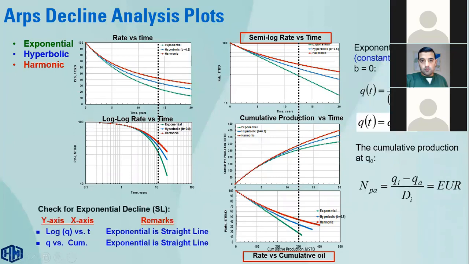Exponential is also known as CPD, or constant percentage decline, because we have a constant decline rate, because we have a straight line. This approach is at b equals 0. So Arps' equation will be presented in this form, and estimated ultimate recovery will be defined by this equation. So using exponential decline, we will have a straight line by plotting log q versus time, and also by plotting log q production rate versus Q production.